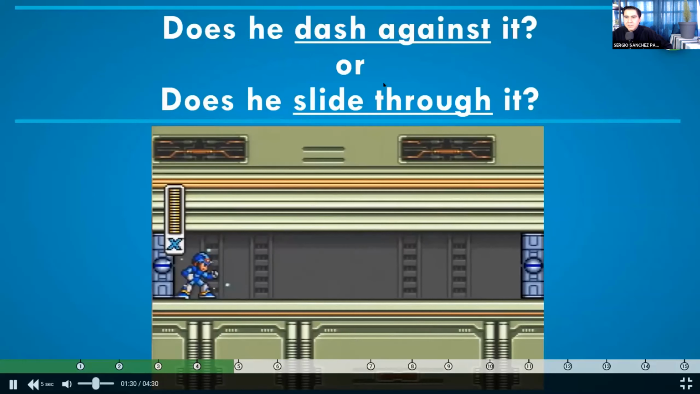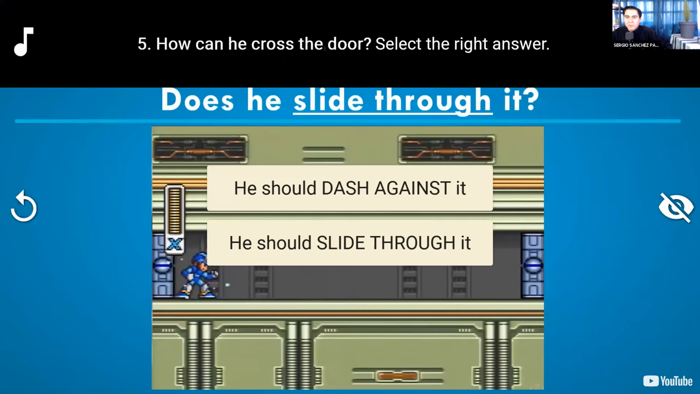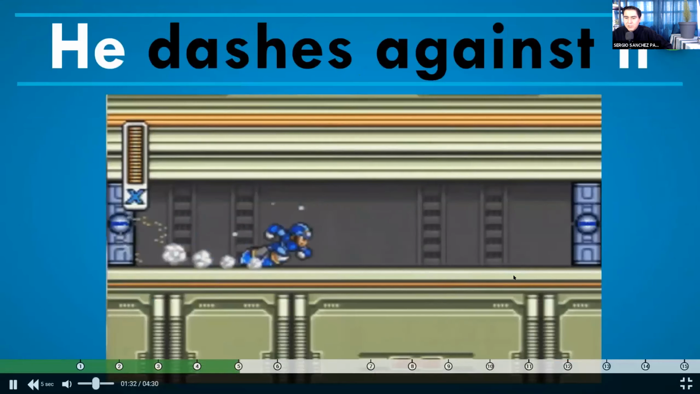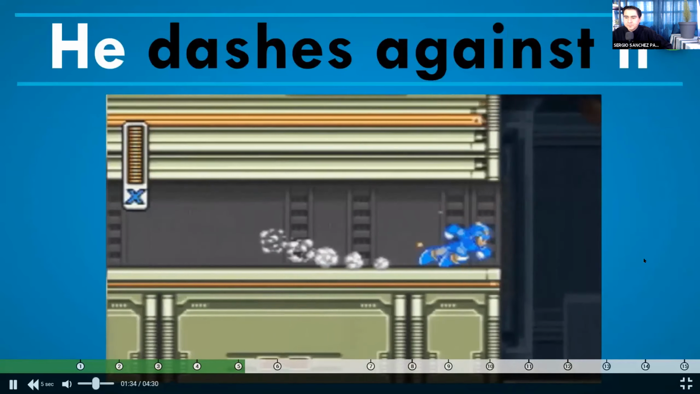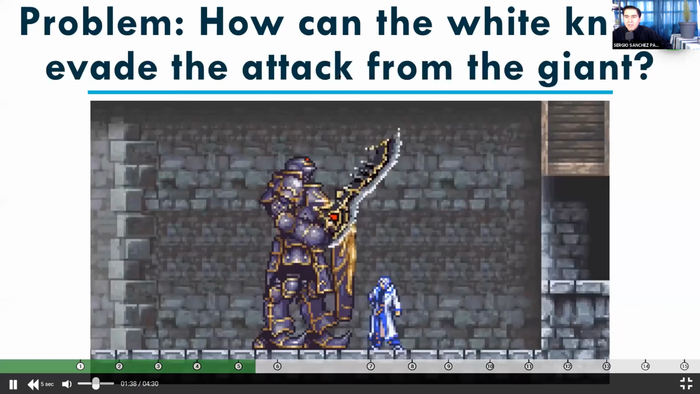Question, does he dash against it? Should he dash against it or should he slide through it? How can he cross the door? And the answer is he should dash against it. Continue. I'll be shown the motion. So he dashes against it. Next, how can the white knight evade the attack from the giant?